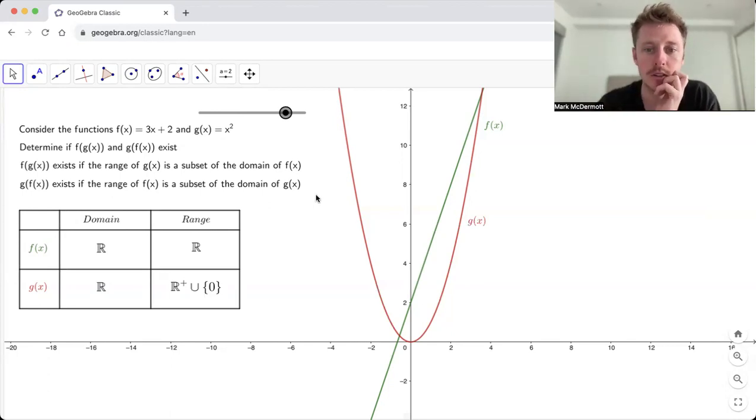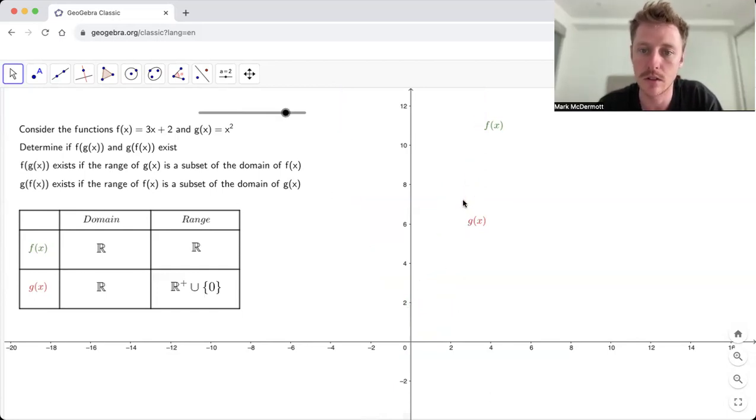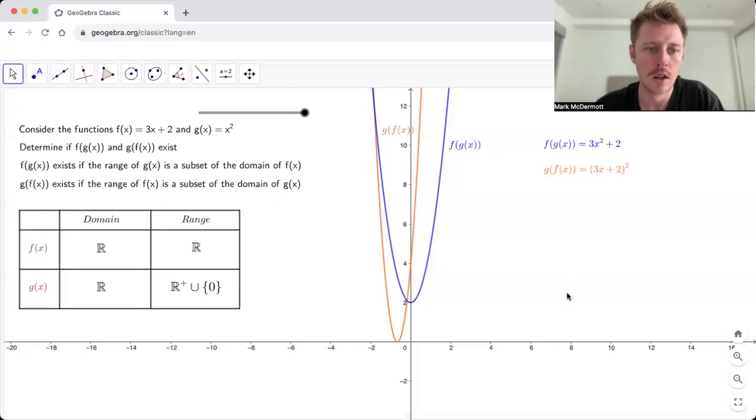Okay, so what we have here is this nice table that can help us determine if f of g of x and g of f of x exist. So let me just get rid of these now. And now let's put in what we have here, the composite functions.